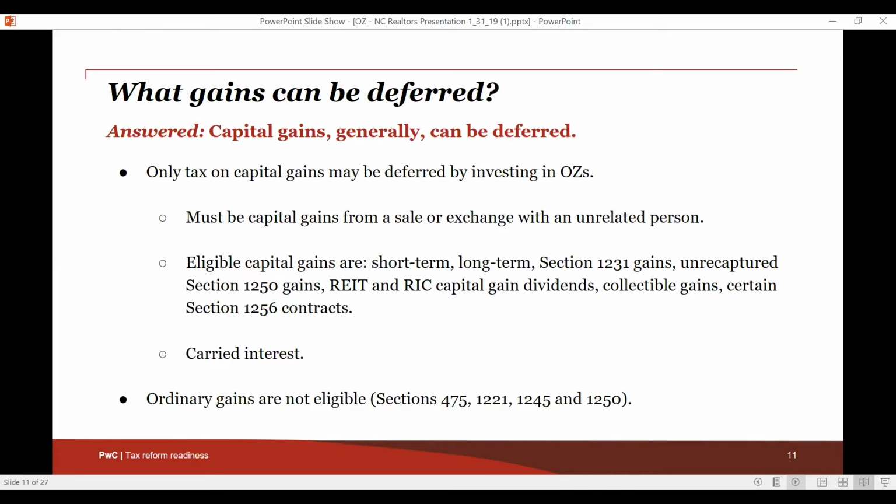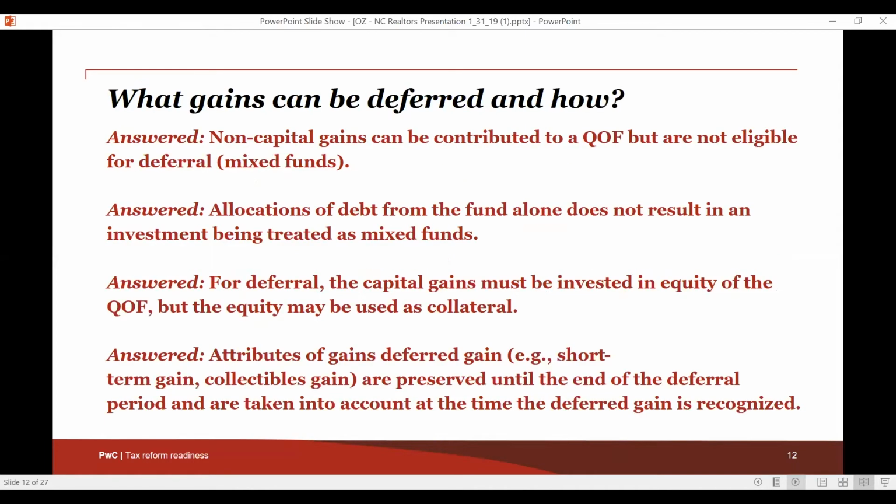So like I said, the gain has to be capital, not ordinary. And the gain must come from a sale or exchange with an unrelated person. Some questions we did get answered in the proposed regs. A taxpayer can invest cash into an opportunity fund in addition to gain, and this is what we would call a mixed fund, but any cash invested will not get any of the incentives.